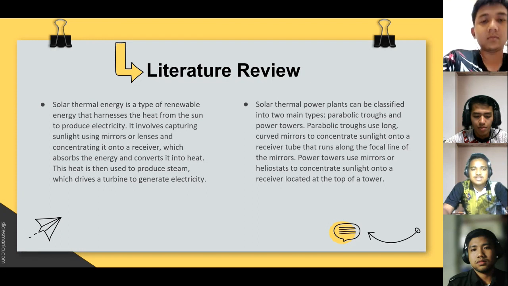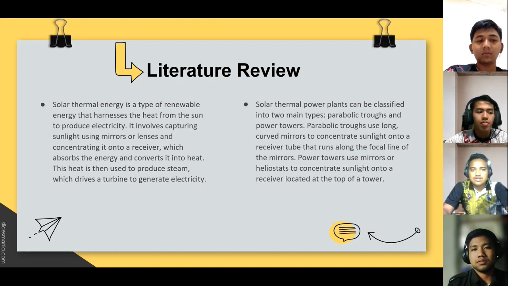the sun to produce electricity. It involves capturing sunlight using mirrors or lenses and concentrating it onto a receiver which absorbs the energy and converts it into heat. This heat is used to produce steam, which drives a turbine to generate electricity.